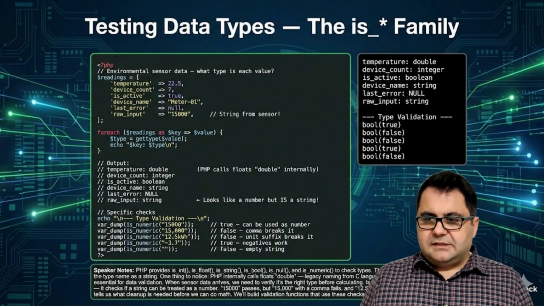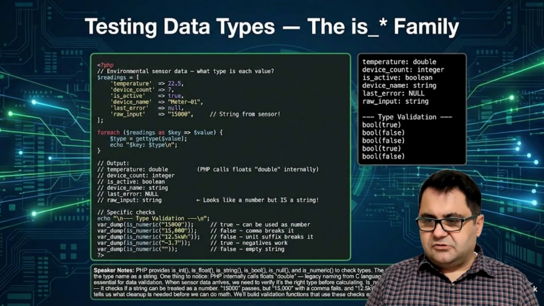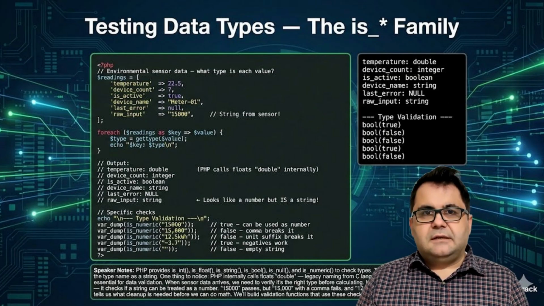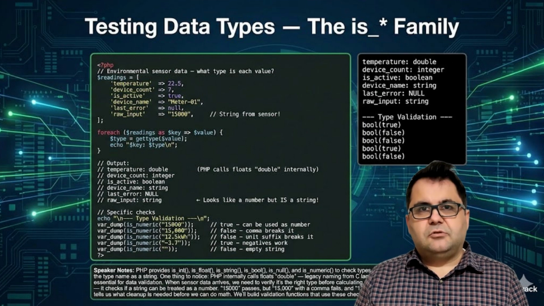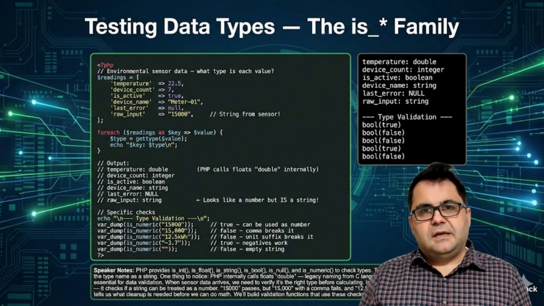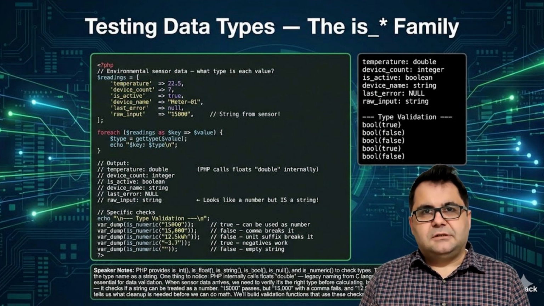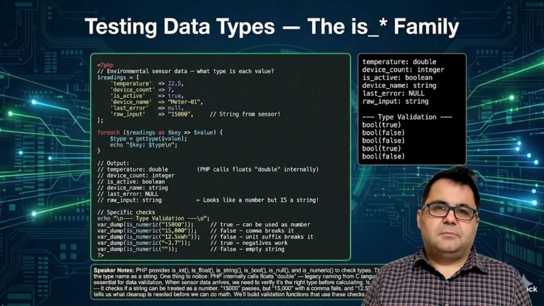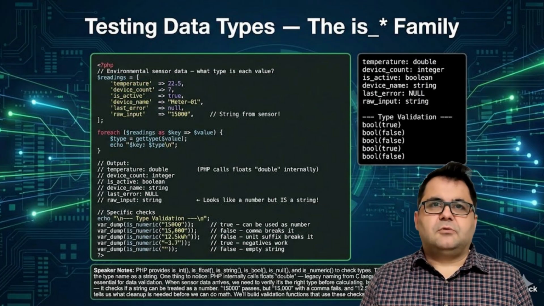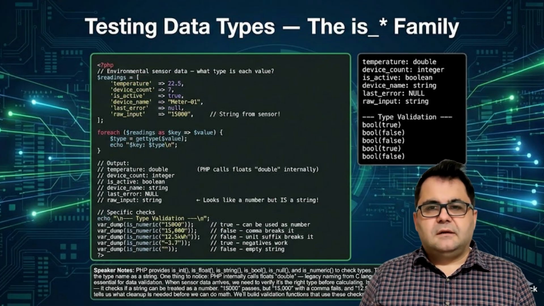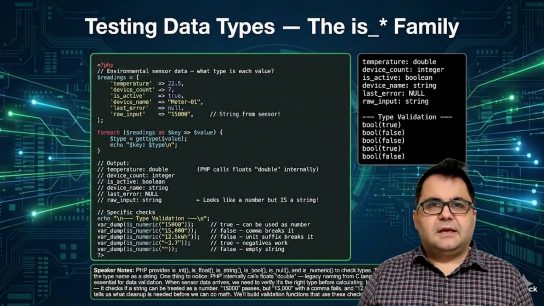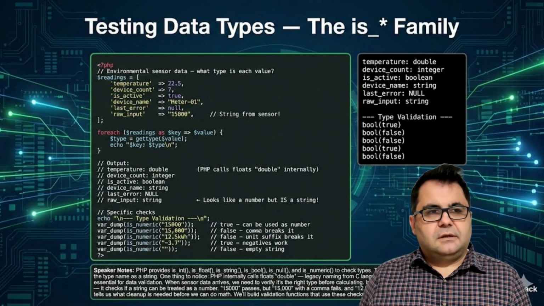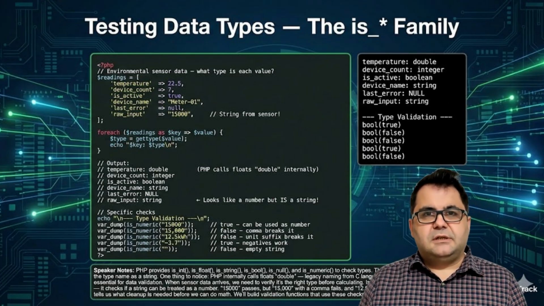PHP provides is_int, is_float, is_string, is_bool, is_null, and is_numeric to check types. The gettype function returns the type name as a string. One thing to notice, PHP internally calls floats double, legacy naming from the C language. These functions are essential for data validation.